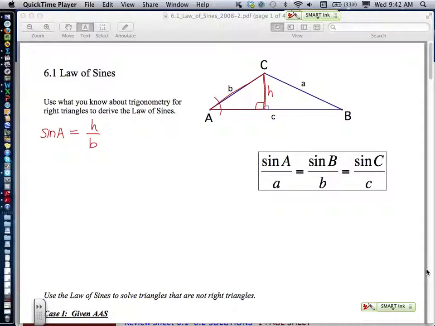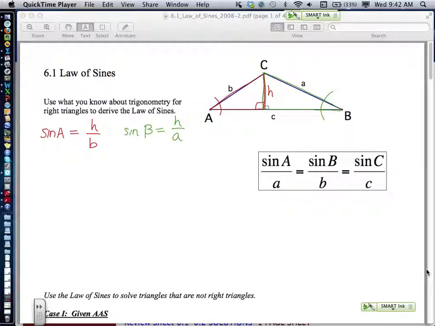And then I'm going to look at this triangle over here. I'm going to isolate this triangle. And now, relative to angle B, the sine of B is equal to the opposite side over the hypotenuse, or H over A.